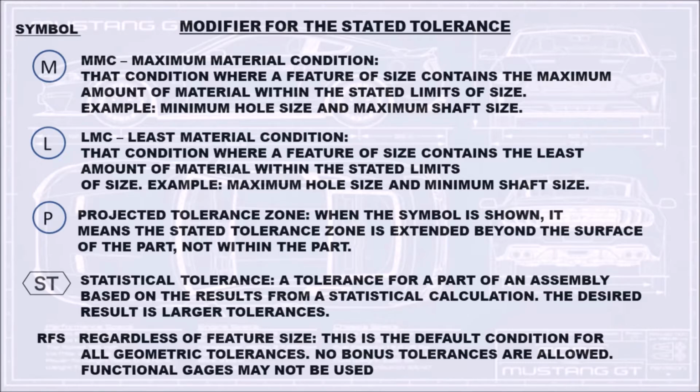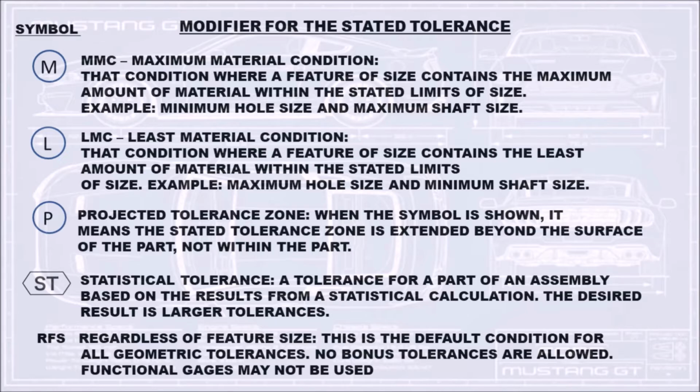MMC, maximum material condition. That condition where a feature of size contains the maximum amount of material within the stated limits of size. Example, minimum hole size and maximum shaft size. LMC, least material condition. That condition where a feature of size contains the least amount of material within the stated limits of size. Example, maximum hole size and minimum shaft size.